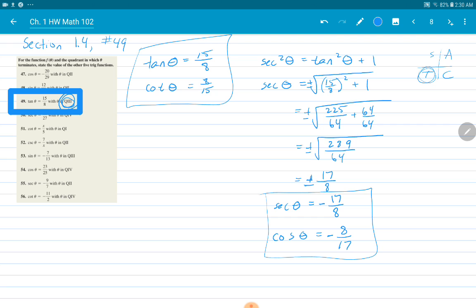Let's use our first Pythagorean identity. So our sine, we can use our cosine that we just found. So sine squared is 1 minus cosine squared, which gives me that sine is plus or minus the square root of 1 minus cosine squared, which is plus or minus square root of 1 minus cosine squared. We got 8 over 17, so 1 minus that.